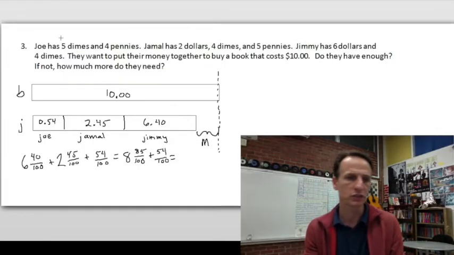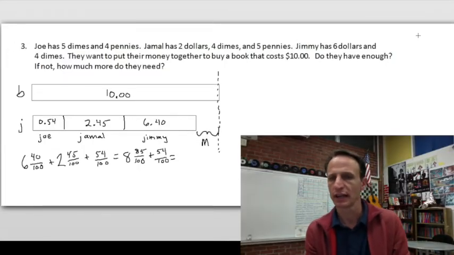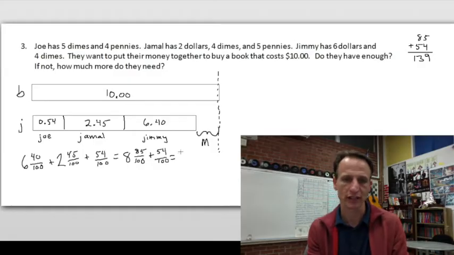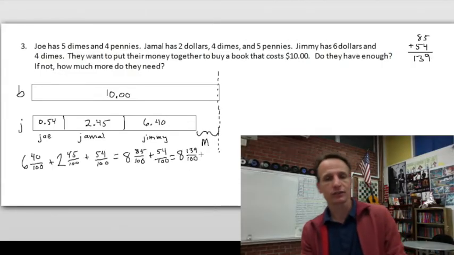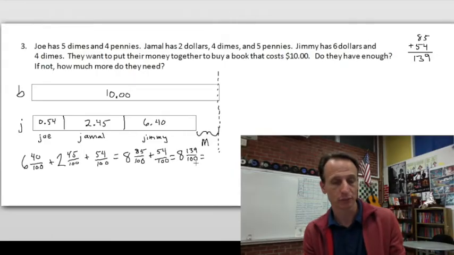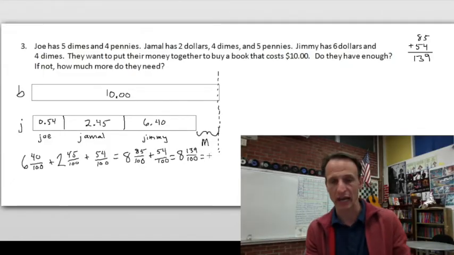So let's go up here in the corner and add together 85 and 54. 5 and 4 make 9. 8 and 5 are 13. So 139 hundredths. So it's 8 and 139 hundredths. Yes, which we know is going to be, well, then we can decompose a 1 whole out of there, which with the 8 will make 9. We can do that step in our heads, right? 9, and that leaves 39 hundredths.